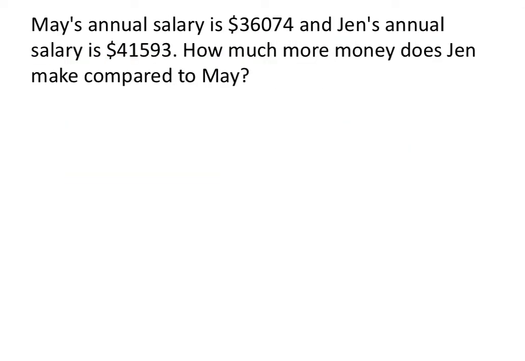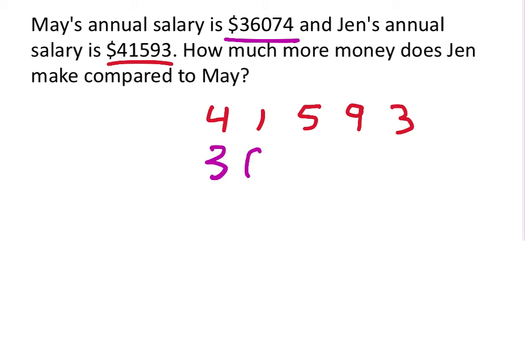So May's annual salary is $36,074, and Jen's annual salary is $41,593. How much more money does Jen make compared to May? So since we want to know how much more Jen makes, then we got to take Jen's salary here, which is $41,593. And I want to know how much more she makes. So I am comparing it to this 36,074, which I'm going to set up.